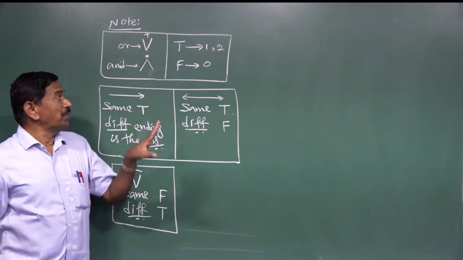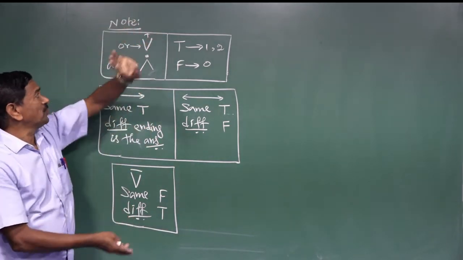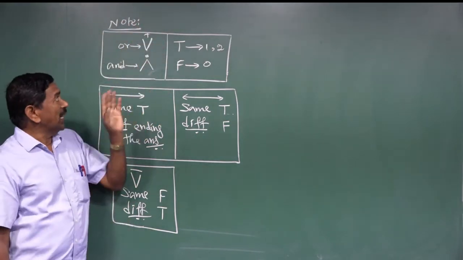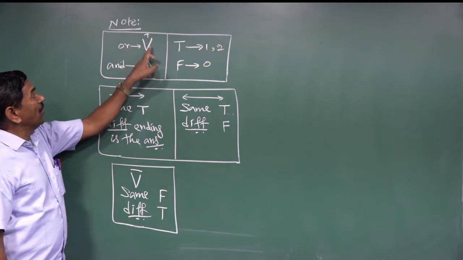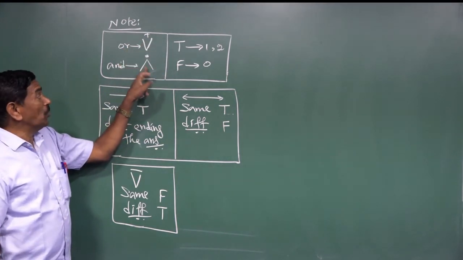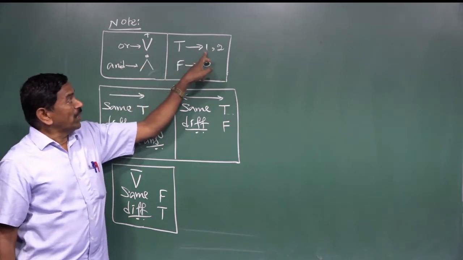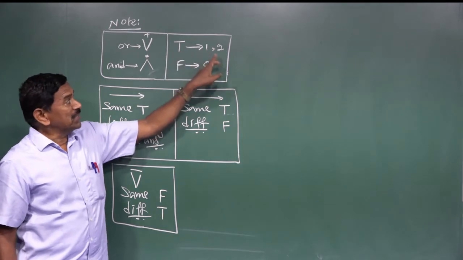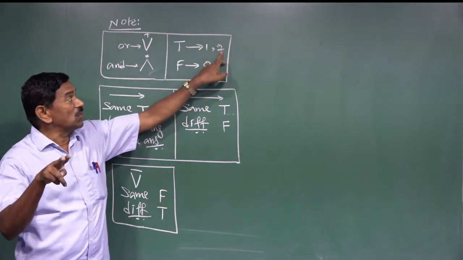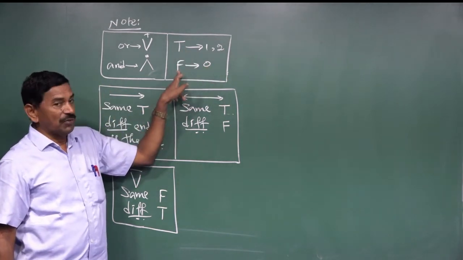To learn truth tables, it is enough to learn these basics. It is a note. Without knowing this, we can't construct a truth table. Now listen, again a revision. Inverted cap means OR, which means addition. Cap denotes AND, which means multiplication. True means one, one means true. Sometimes two also denotes true. And false means zero, zero means false.